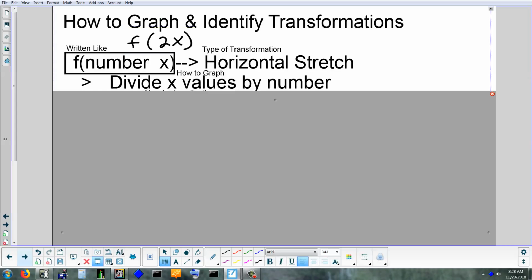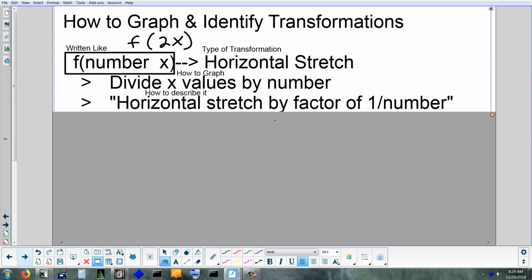How to graph it. Now, everything here is going to affect the x values. Right? On the previous page, it was all y values. Now it's all x values. And the way you describe it, again, you've got to kind of stick with this wording because it's a little tricky right at the end here. The way you describe it is you say horizontal stretch by a factor of not your number, but 1 over your number. It's like a fraction.